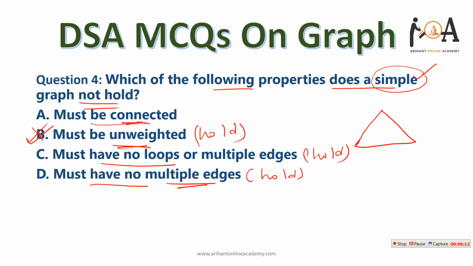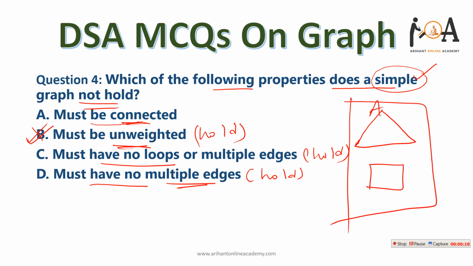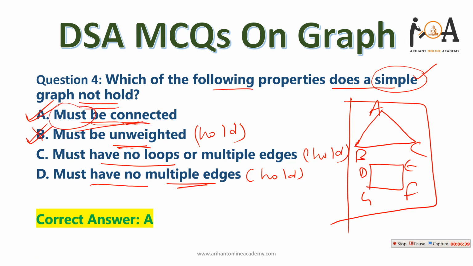But must be connected, it is not the answer. Why? Because suppose this is my graph with vertices A, B, C, D, E, F, G, like that. This is a simple graph, but it is a disconnected graph. A disconnected graph may be a simple graph. That is why A may not hold for a simple graph. So A is the correct answer, because must be connected should not be there. That is why option A is the correct answer.